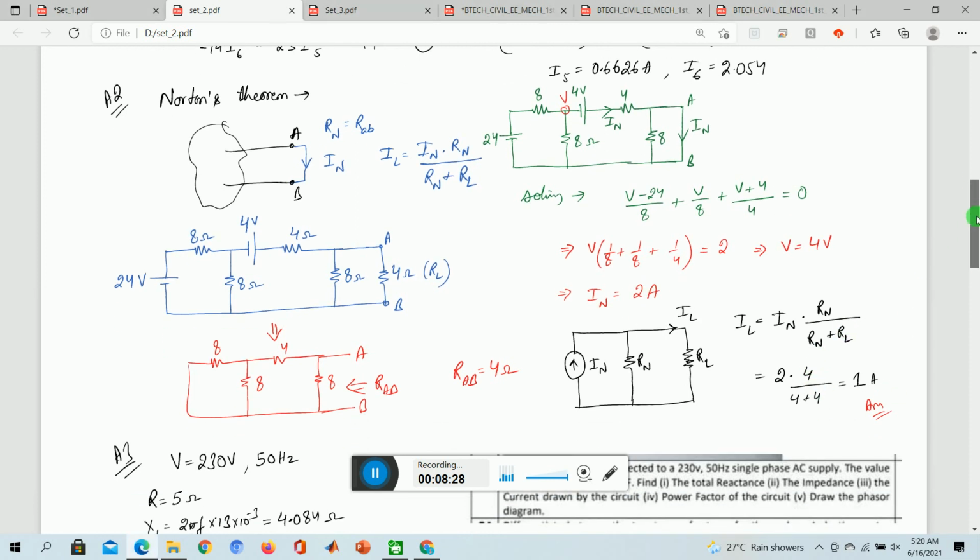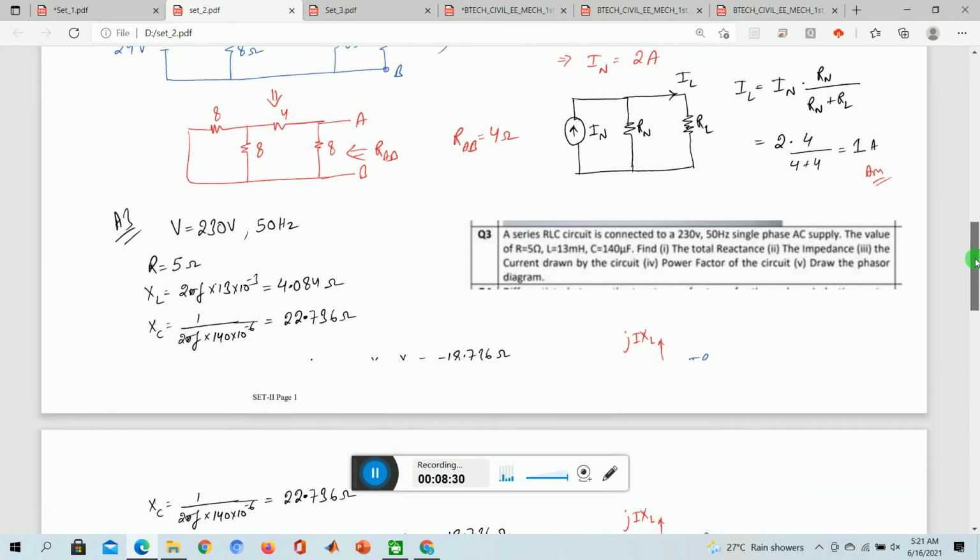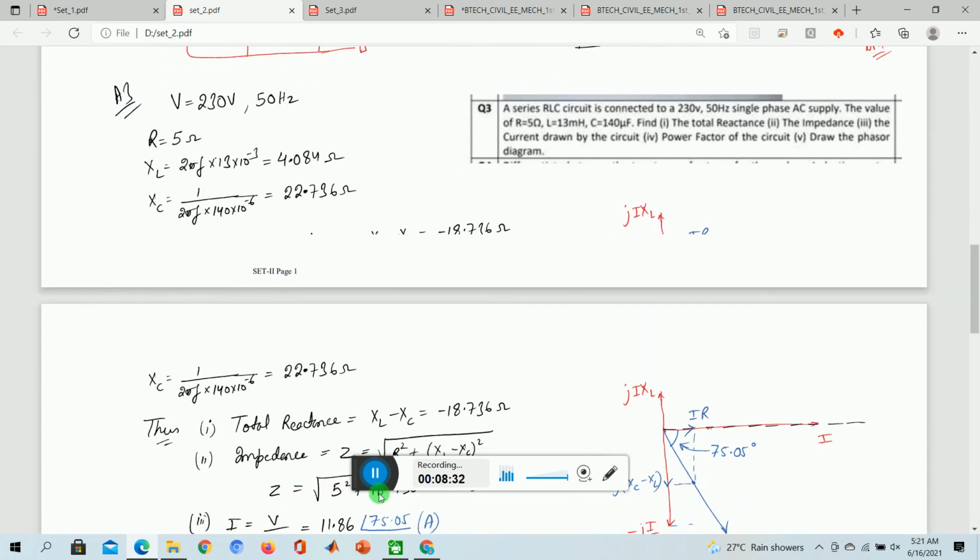So this is question number 2. Next is question number 3. In question number 3, a series RLC circuit is connected to a 230 volt 50 Hz single phase AC supply. So here we have an RLC circuit.